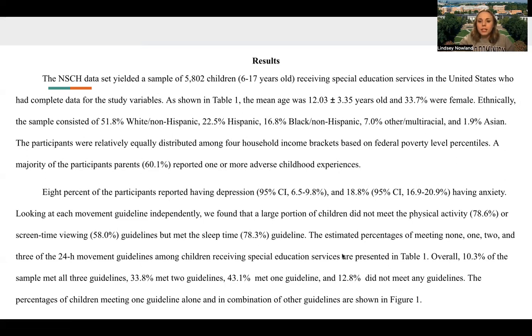So the estimated percentages of meeting none, 1, 2, or 3 of the 24-hour movement guidelines among children receiving special education services are presented in Table 1. And overall, 10.3% of the sample met all 3 guidelines, 33.8% met 2 guidelines, 43.1% met 1 guideline, and 12.8% did not meet any guidelines.